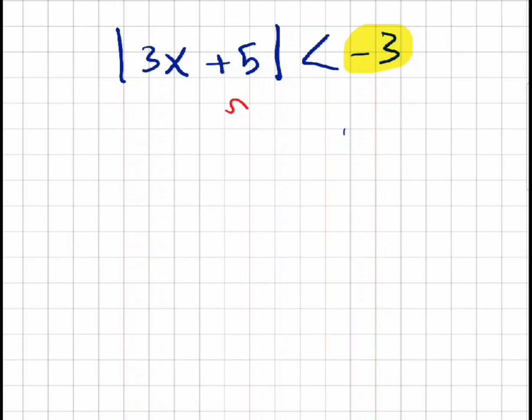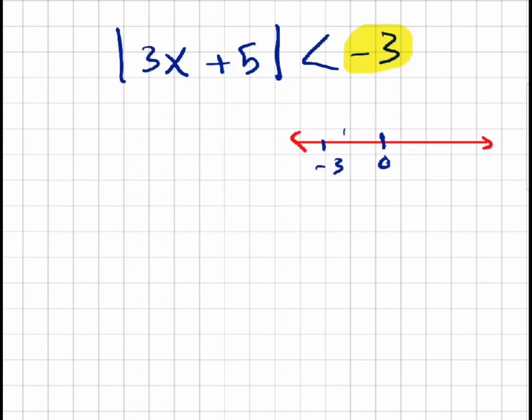Is 0 less than negative 3? What would you say? 0 is not less than negative 3. It is greater than negative 3. Because if you draw a number line, 0 will be to the right of negative 3. The numbers that are greater are on the right of the number line, and the numbers that are less are on the left of a number line.